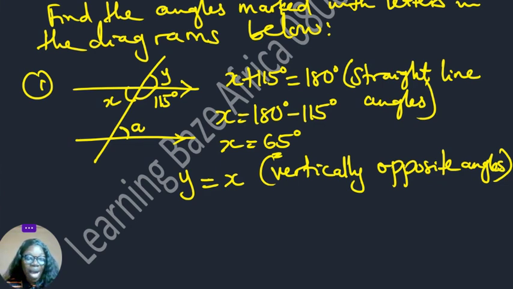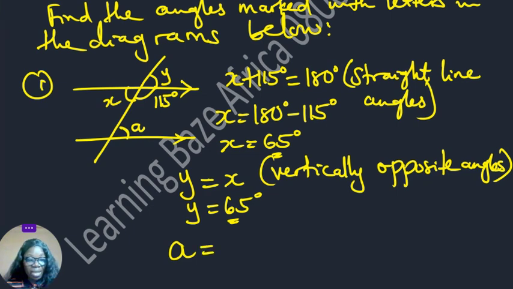All right, so if Y is equal to X and X is 65 degrees, it means Y is also equal to 65 degrees. So we have gotten the value for Y. So what is the answer for A? So what is the value for A?